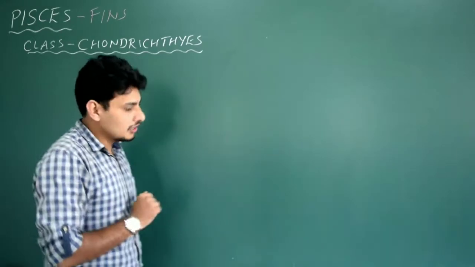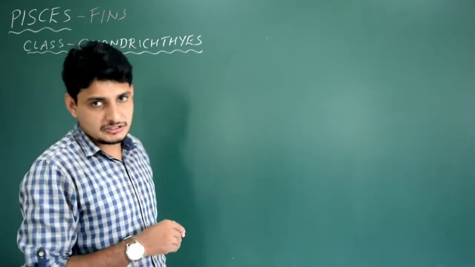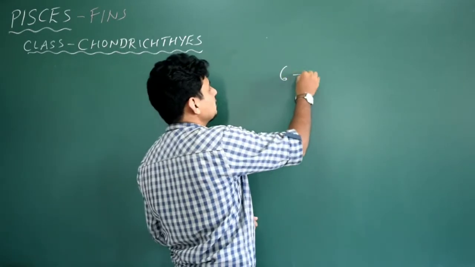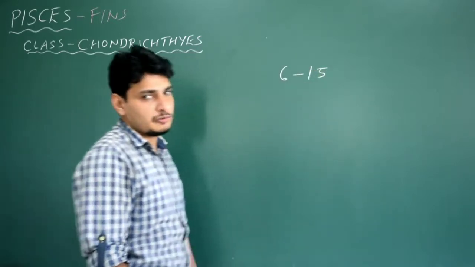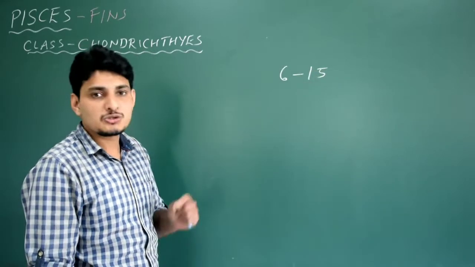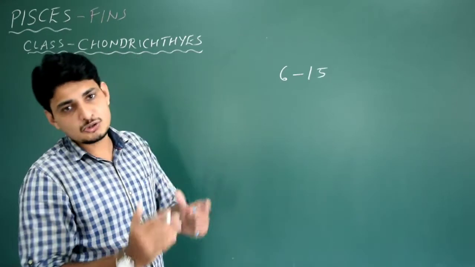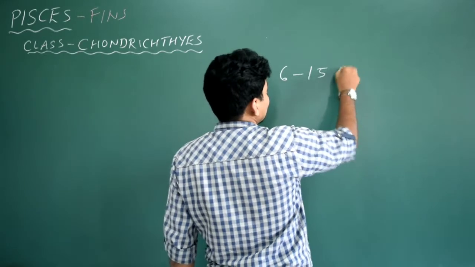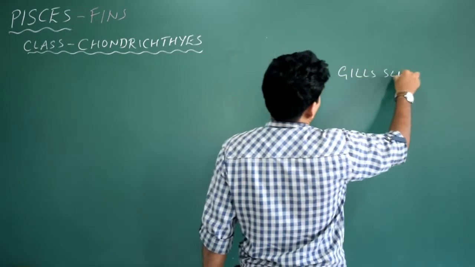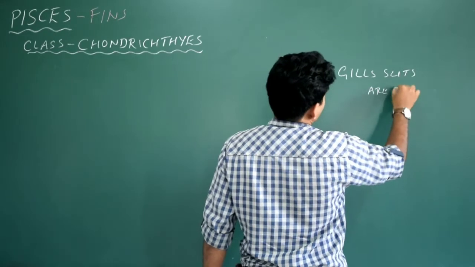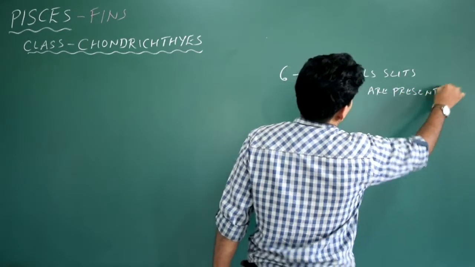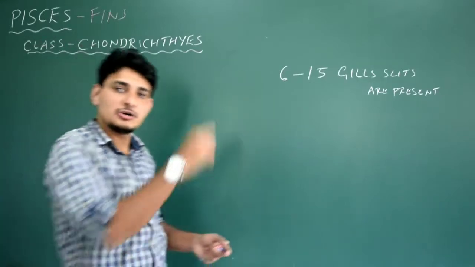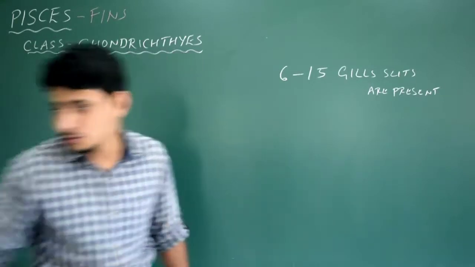That's it. Okay, before we discuss the two classes, I want to give you one piece of information that I forgot to mention in my previous video session when I was discussing cyclostomata. 6 to 15 gill slits are present in the case of cyclostomata. Just add this particular point to your notes.